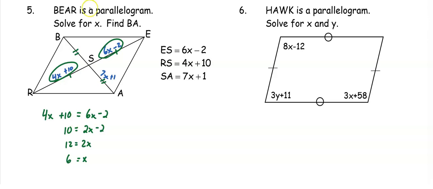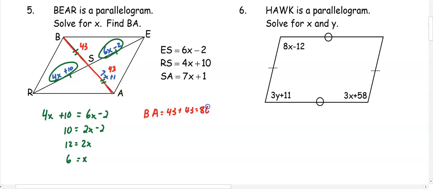The last thing we need to find is BA. So remember, BA is this whole diagonal covered in red now. So if SA is 7x plus 1, well, 7 times 6 plus 1 is 43. That means that SB is also 43. So BA is equal to 43 plus 43, which gets us 86.